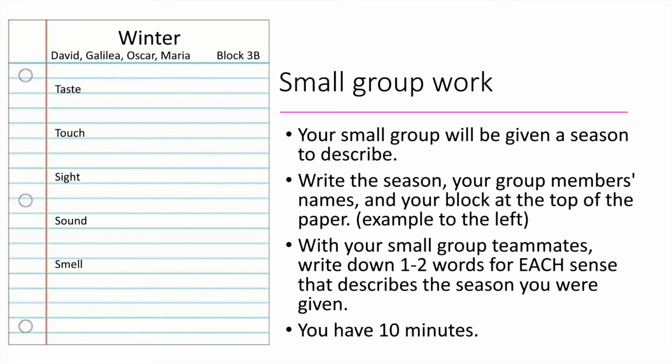And now in your small group, you are going to write down 1 or 2 words for each sense that describes the season you were given. You have 10 minutes, so the sub is going to set a timer. If you need more than 10 minutes, that's fine, but don't go past 12, 15, somewhere in there. We don't want it to take too long.